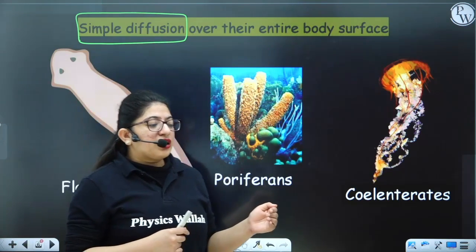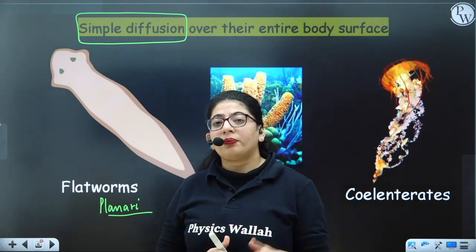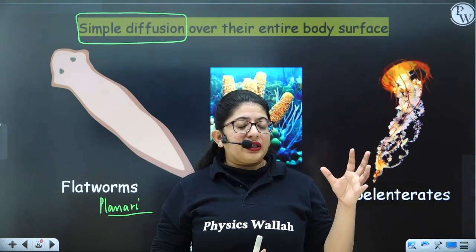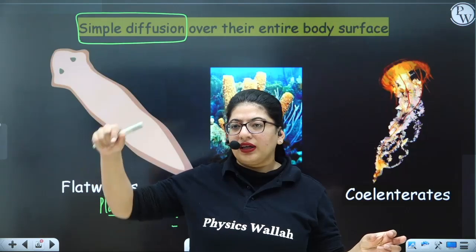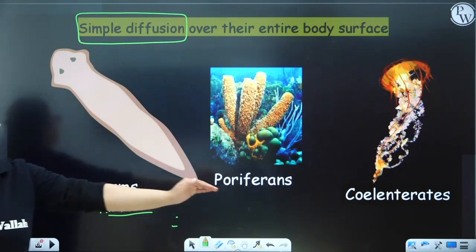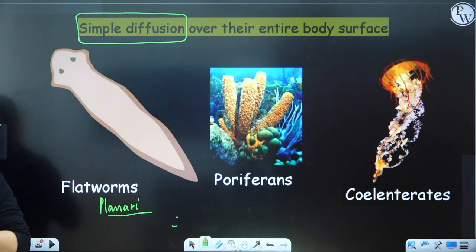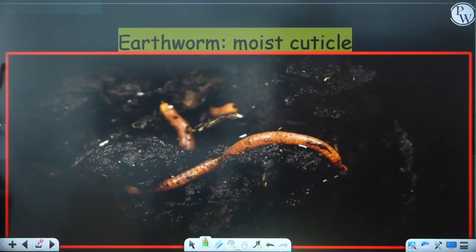Whenever you have noticed in the animal kingdom, we study it according to complexity in evolution. Like we start from porifera, we end at humans. Porifera the simplest one, and humans the most complex one. So these are very simple ones, and they respire through simple diffusion. All right, moving further to next.